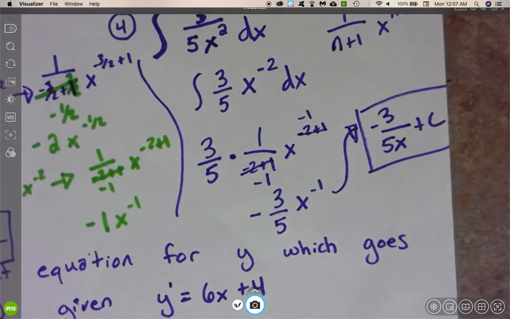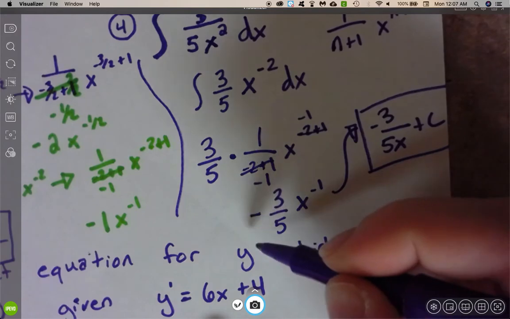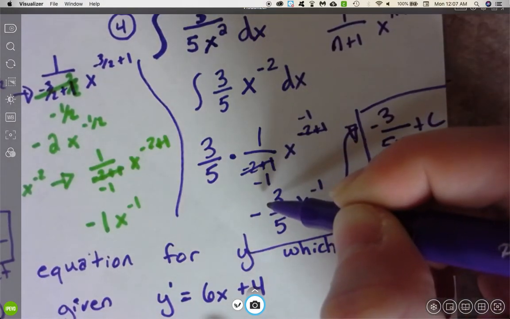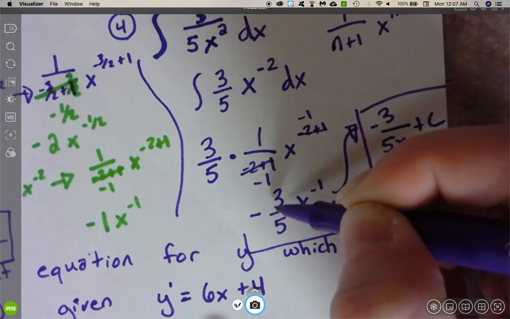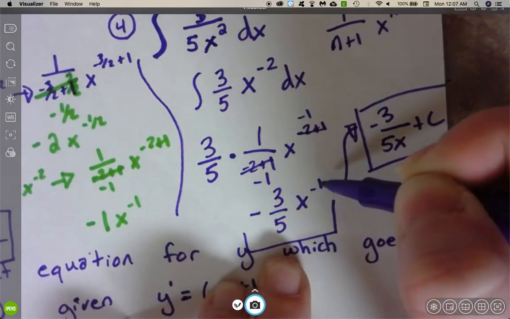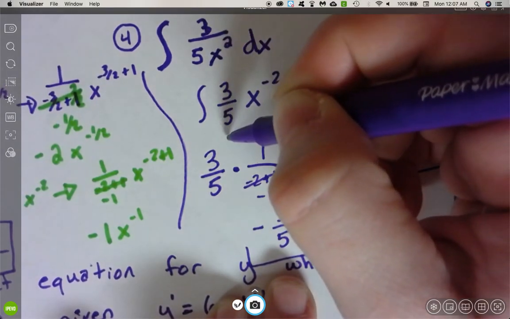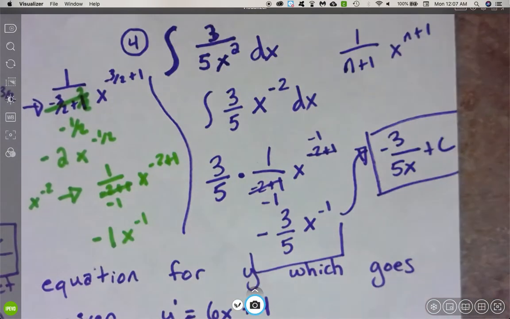So you could do the derivative of this to check to make sure. If I did the derivative of this guy right here, I would multiply the negative 1 down in front, which would make that positive 3/5 x to the negative 2 power. That's what I started with, so we're good to go. Okay, that's what number 4 looks like.